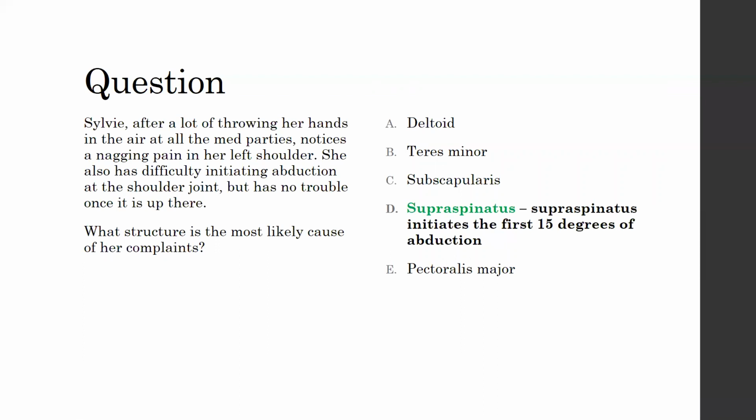Supraspinatus does the first 15 degrees of abduction. So often when you see people with damaged supraspinatus and they're trying to get their arm up, they'll sort of lean to the other side to help it get up before the deltoid takes over.